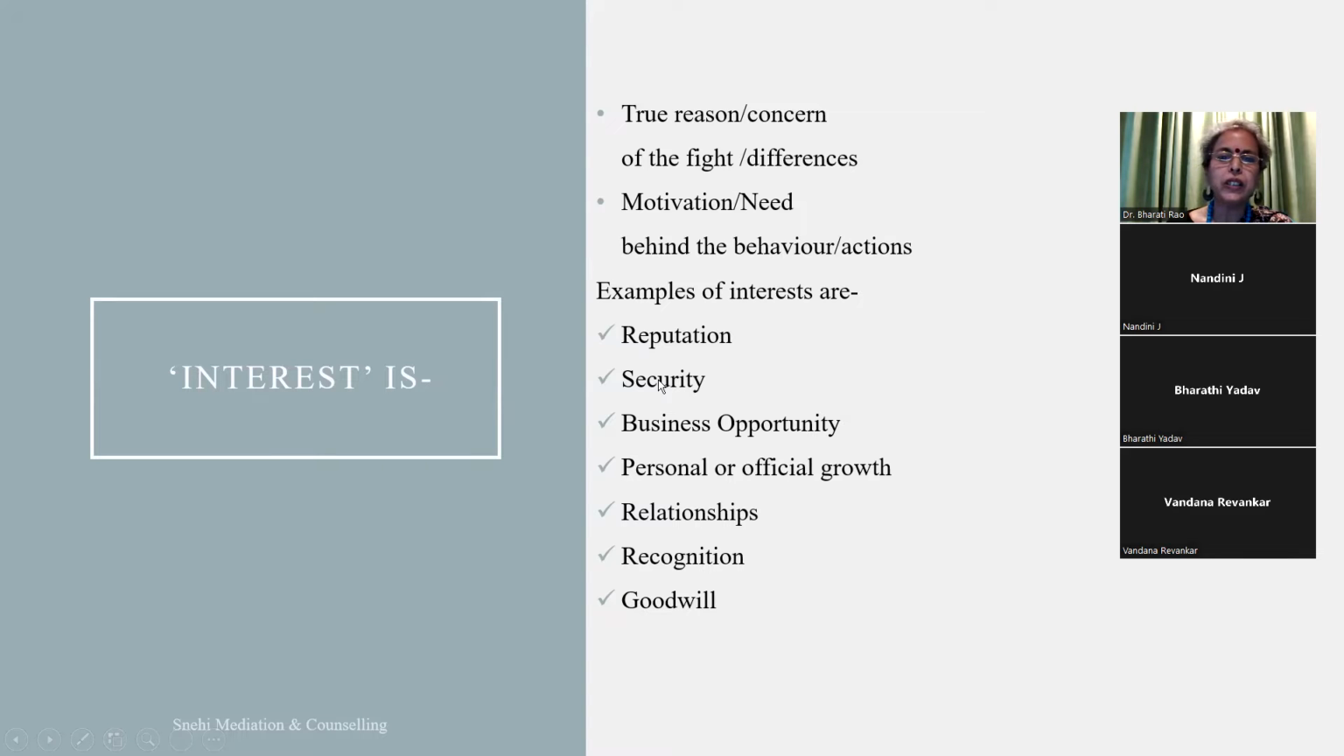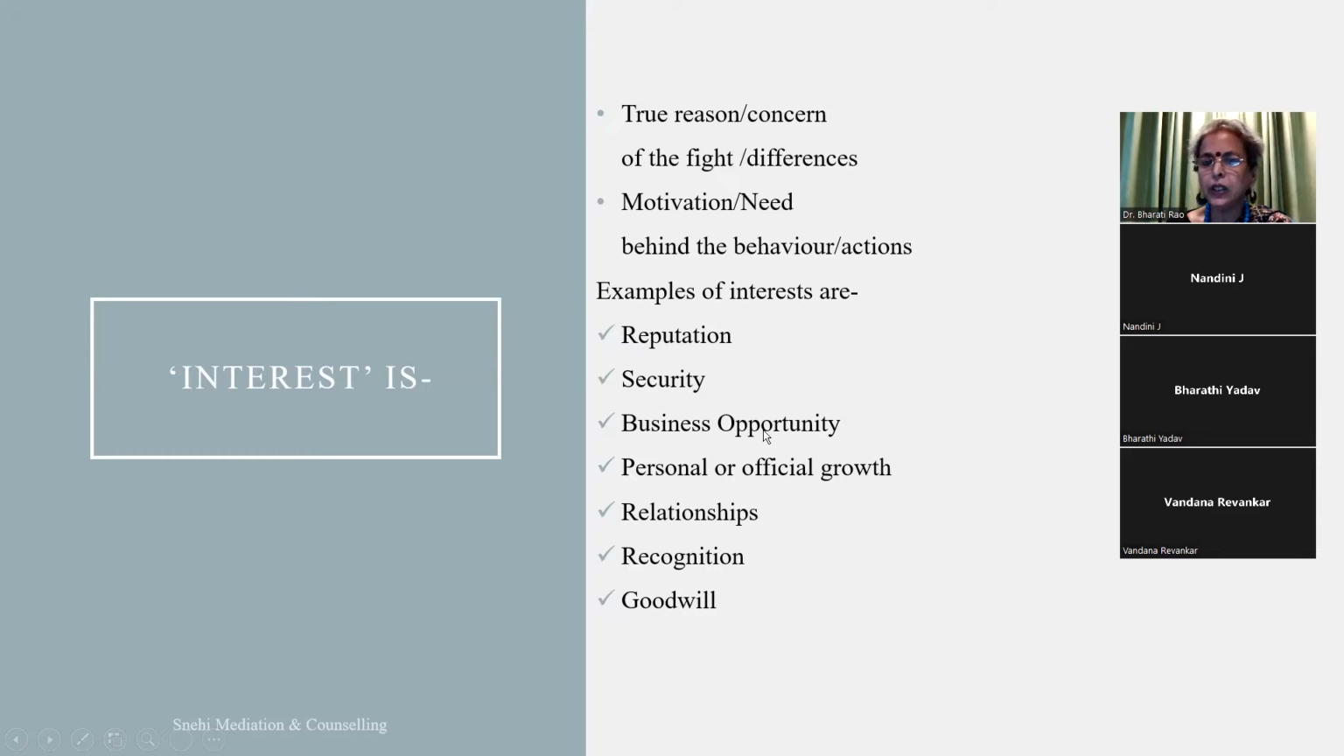So I had mentioned, while looking at Maslow's need hierarchy, to understand what is driving a person to act in the way that he or she is doing.